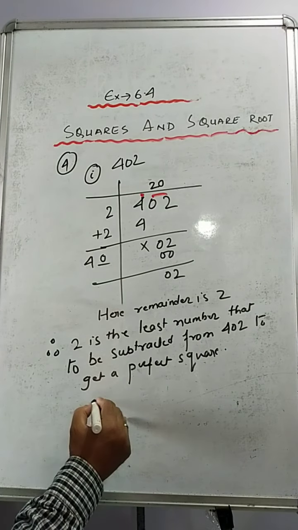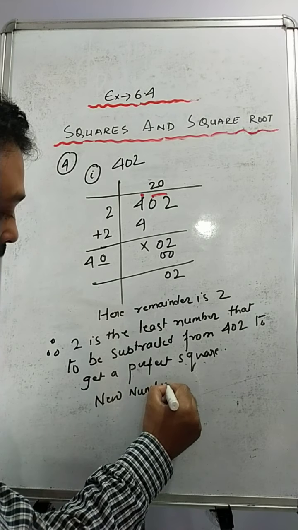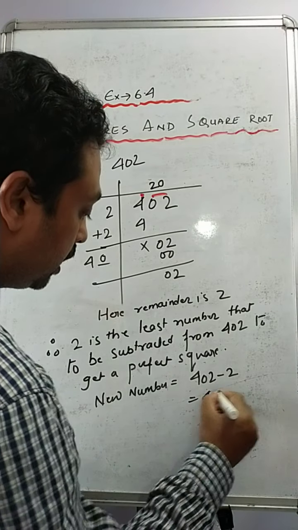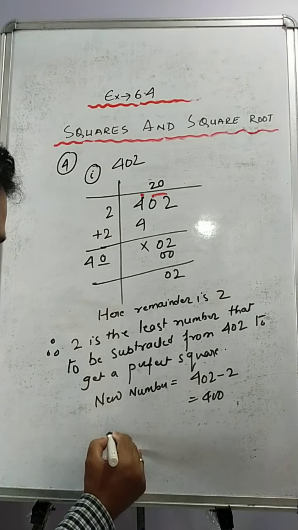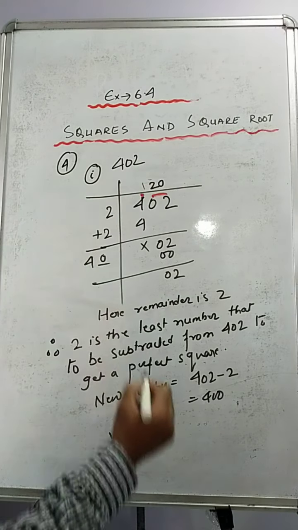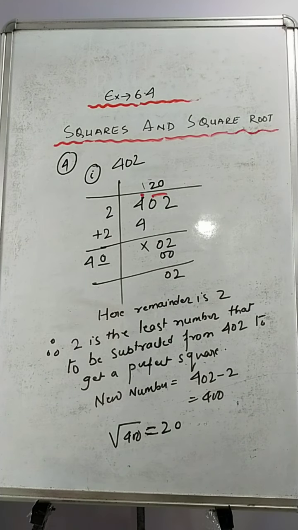Now we'll see what is the new number then. So the new number would be 402 minus 2, that is 400. Now we have to find the square root of 400. Obviously the square root of 400 will be 20 only. Okay, so it is 20. Fine, so this is the solution of sum number 1.